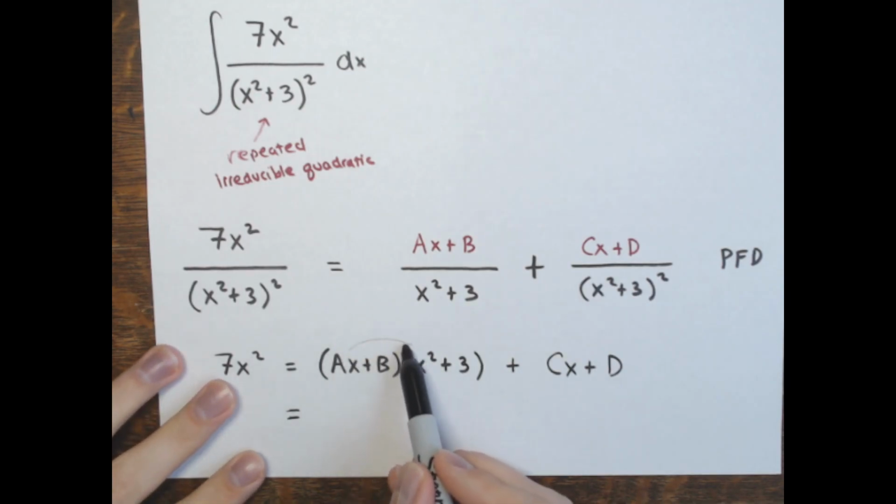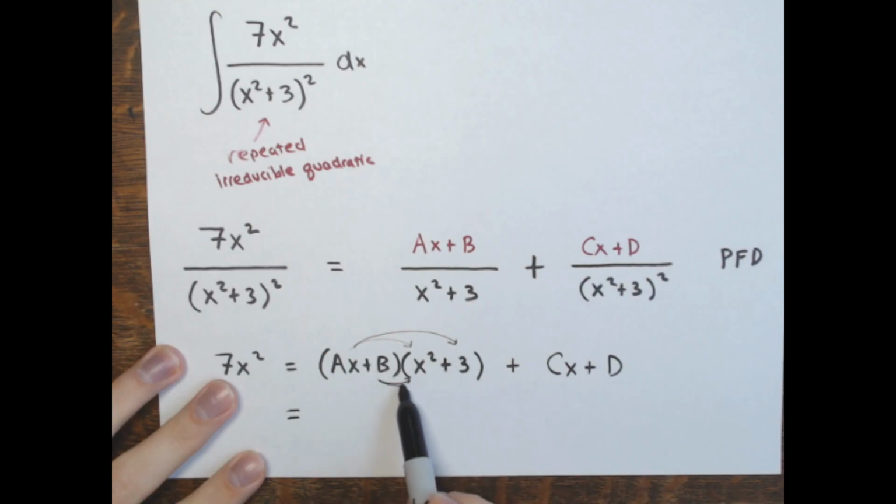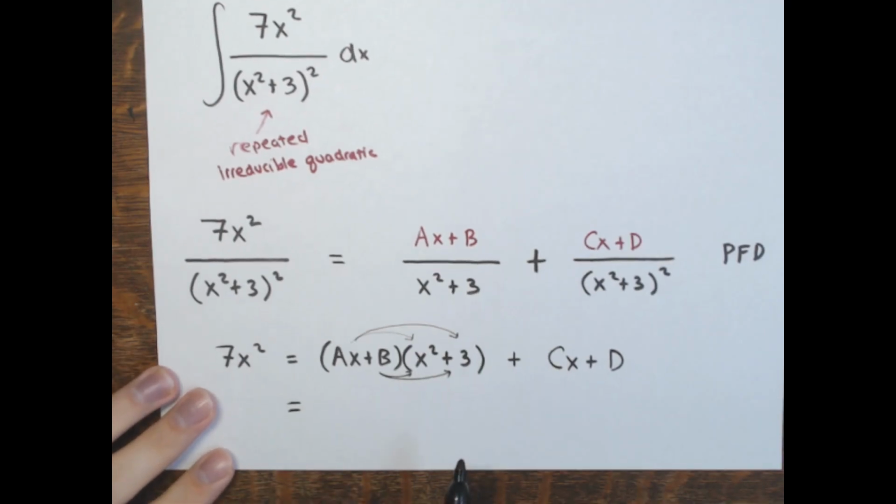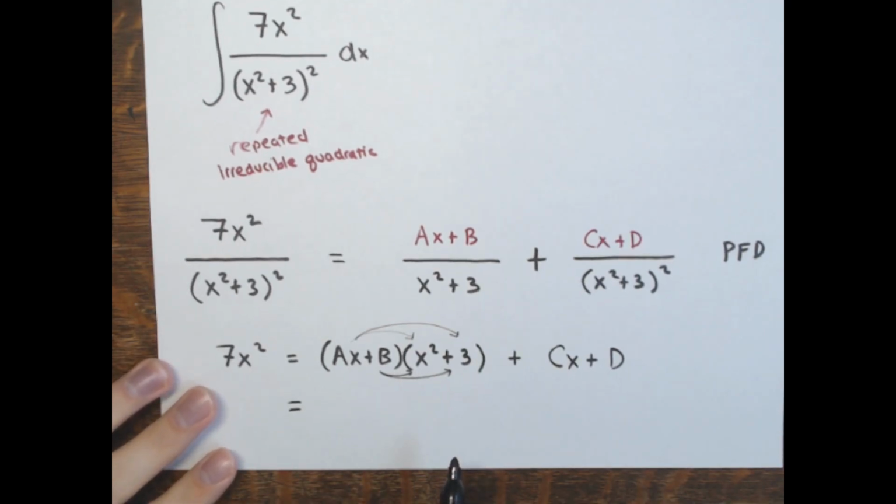So if I multiply these out, distribute the ax to the x squared plus 3, distribute the b, and then we'll combine like terms and get an identity with polynomials here, set the coefficients equal to each other. We have ax cubed. There's not going to be any other x cubes, right? So we'd have ax cubed.